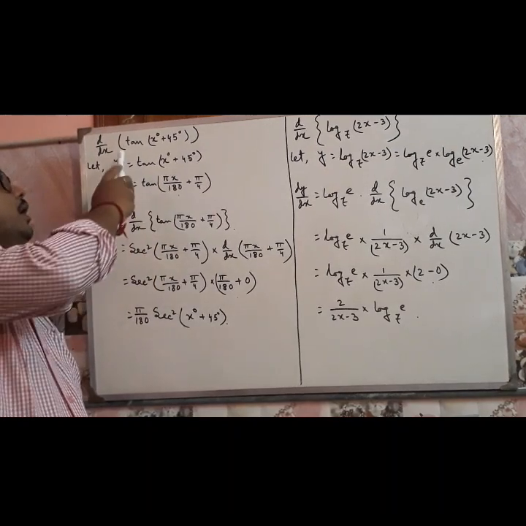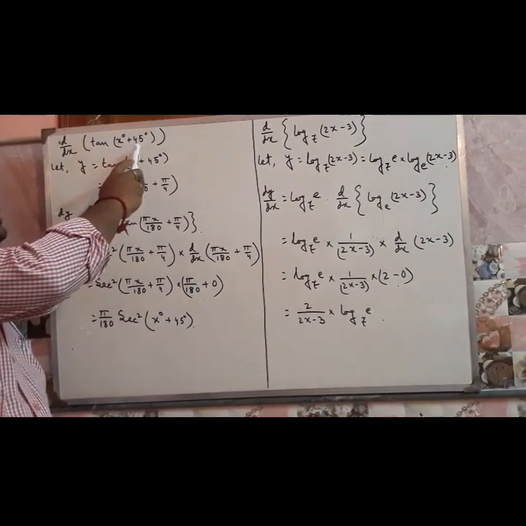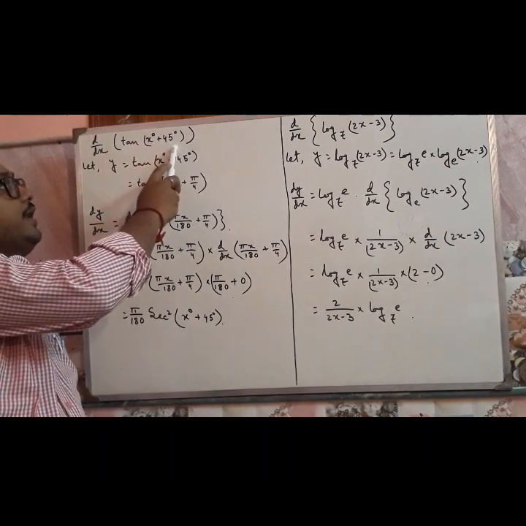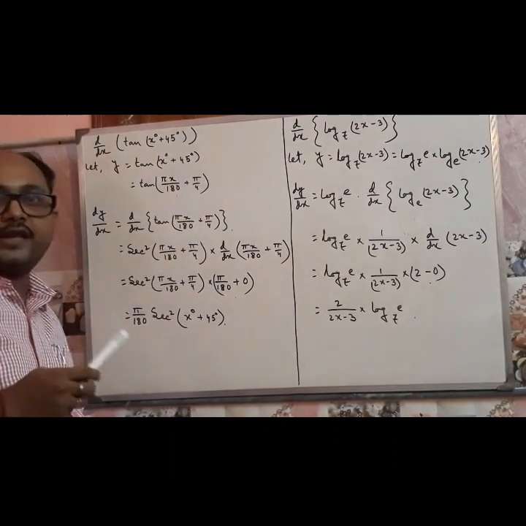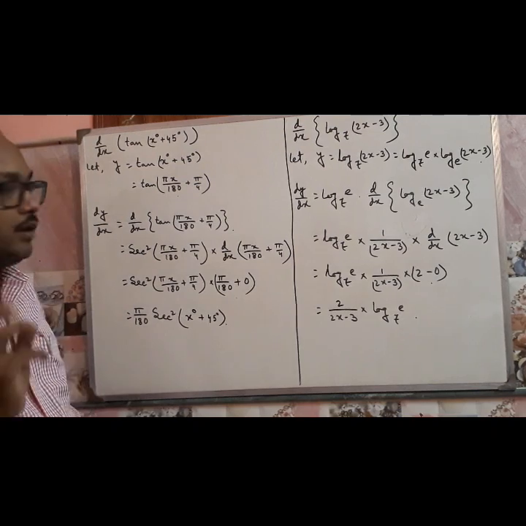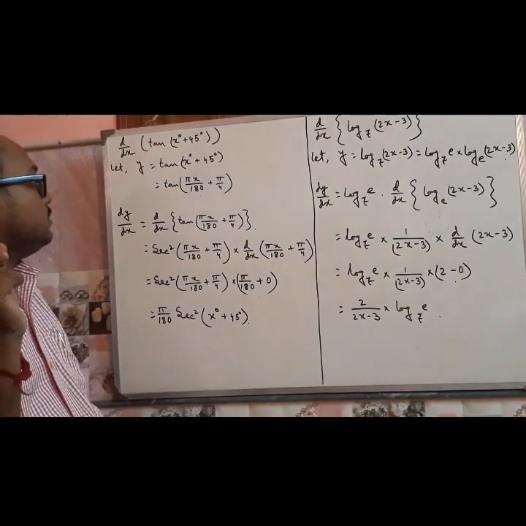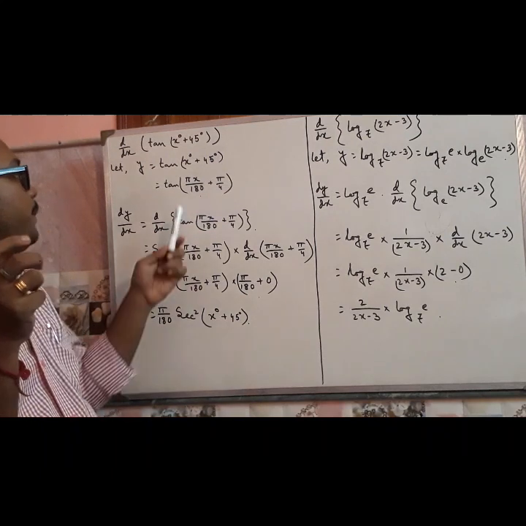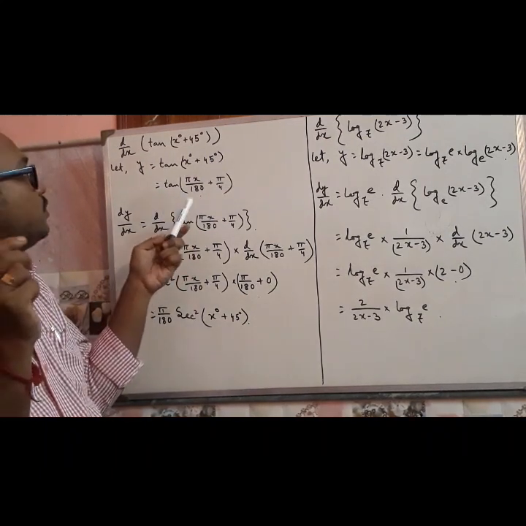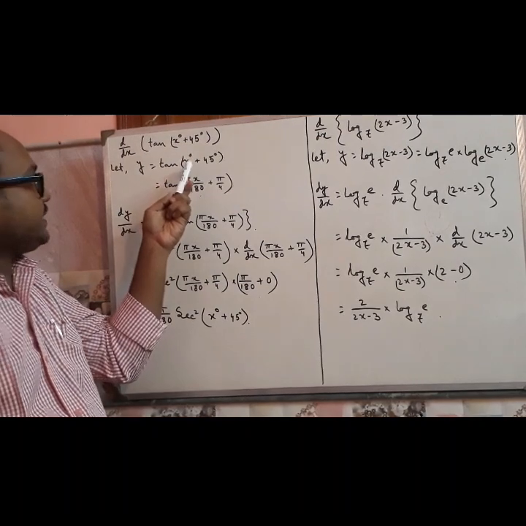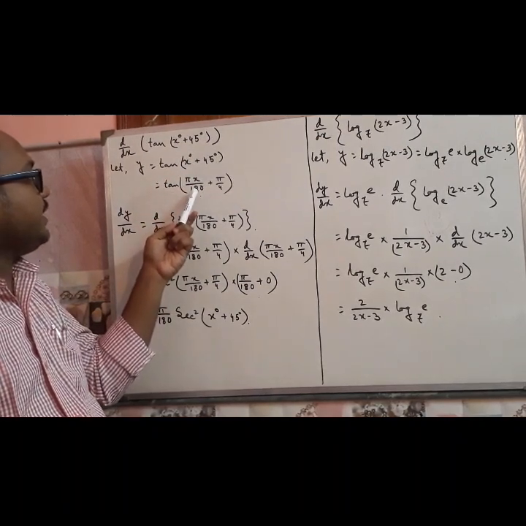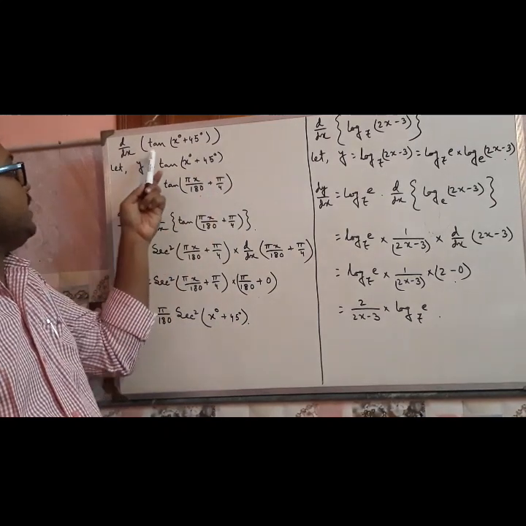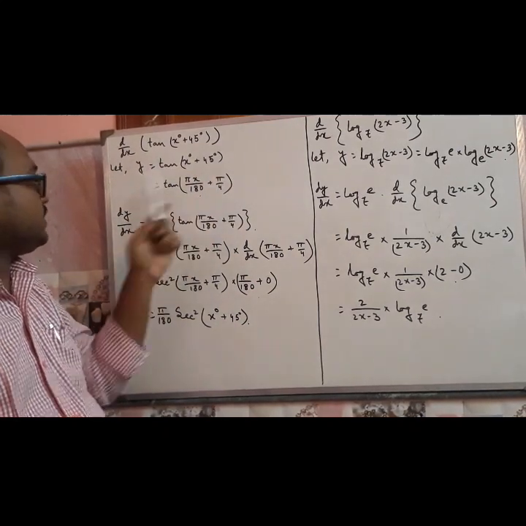Derivative of tan of (x degree plus 45 degree). At first you have to convert this angle into radian, as our formula system is established on the radian system. So this x degree is pi x by 180 radian, and 45 degree means pi by 4 radian. So this can be written as tan of (pi x by 180 plus pi by 4).